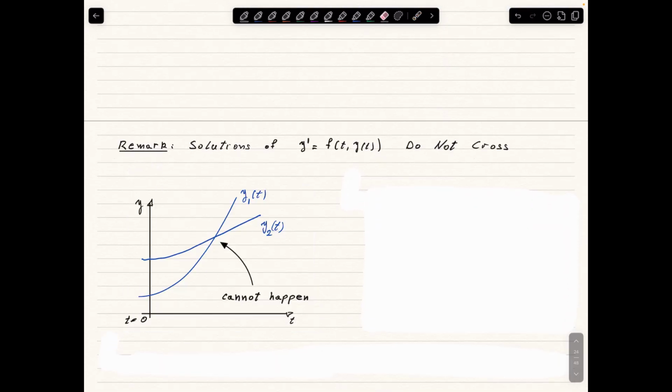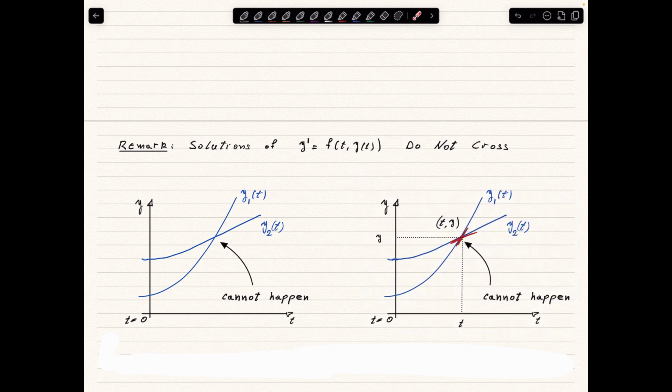So a picture like that cannot happen when y1 and y2 are solutions of the same differential equation with different initial data. Here are different initial data. The solutions cannot cross. And why is that? Because if they cross, then what happens at the crossing point? Well, at the crossing point, this solution has a tangent line to the graph of the function with this slope, and the other solution has a tangent line with a different slope.